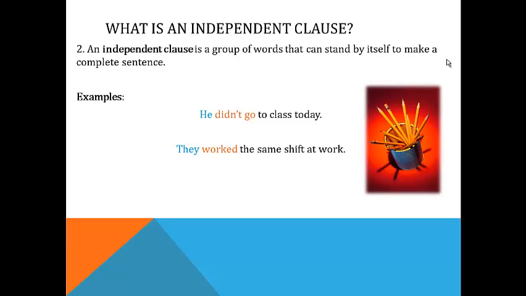In opposite of what we just spoke about, there is the independent clause. An independent clause is very straightforward. It's a group of words that can stand by itself to make a complete sentence. In the examples here, he didn't go to class today. They worked the same shift at work. So it is very clear cut. These are simple sentences here. Obviously, if I had more complex or compound sentences, it may be a little bit more difficult to tell, but we would read it structurally for what it was.